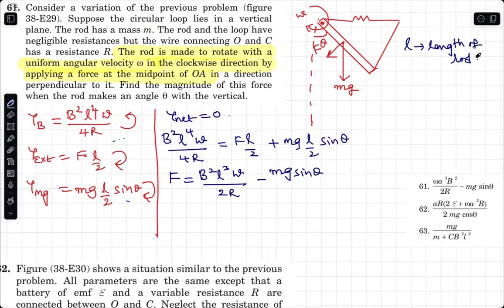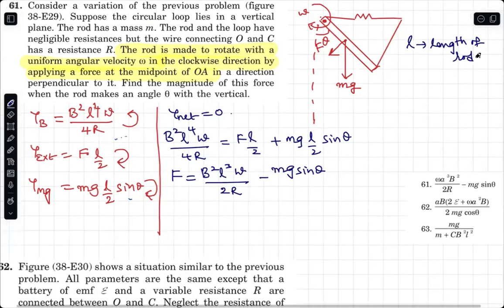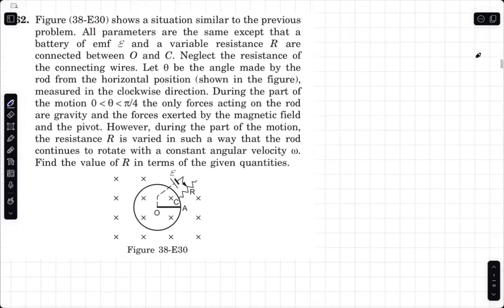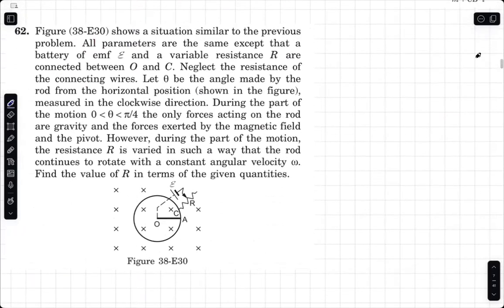Nidhi, Pakka. Next. Yes, this is a very jumbo question. This is also an HC Verma question. Read the question carefully.